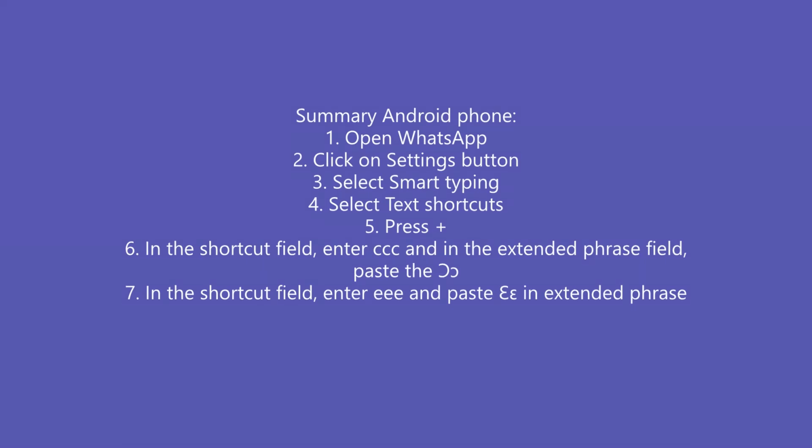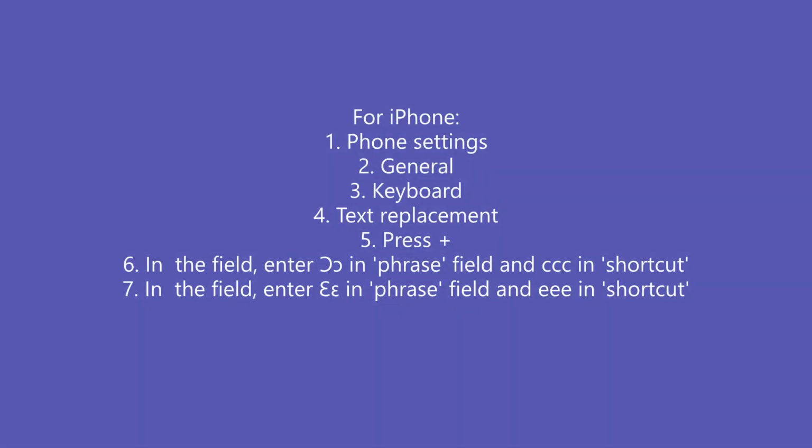You are done. In case you use iPhone, you go to phone settings, you go to general, keyboard, then there's text replacement. Again, you press the plus sign, and just like the Android, in the phrase field, you enter your O, and in the shortcut field, you enter the CCC, and you do the same thing.